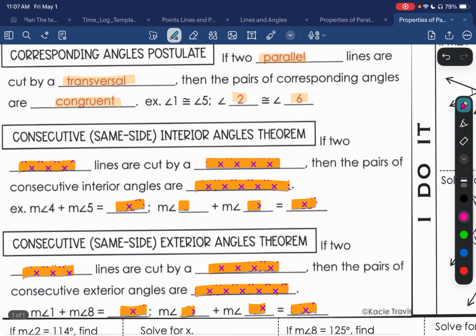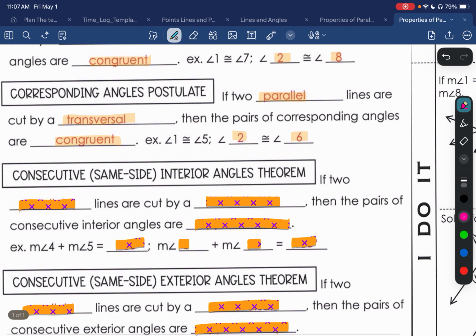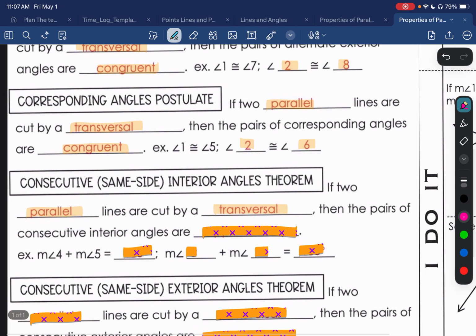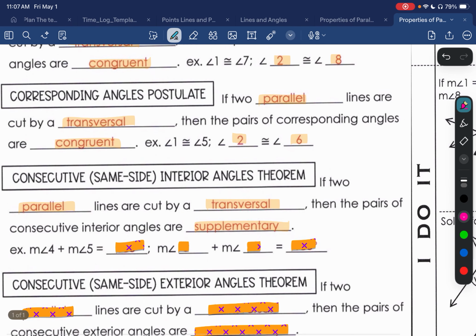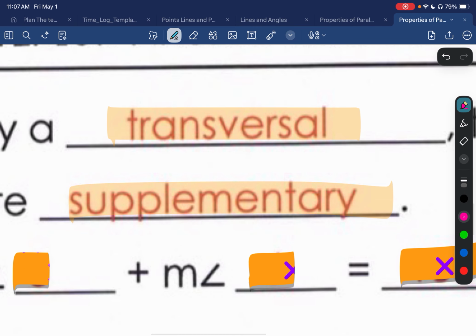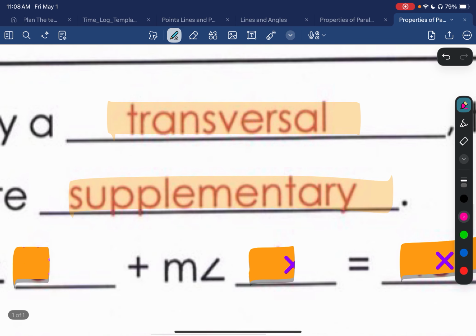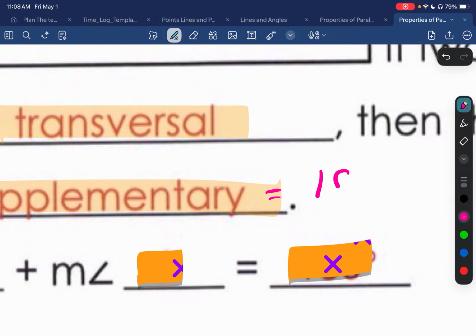consecutive, so we have consecutive same side interior. So let's see what we got. Okay, so parallel lines cut by a transversal, then their pairs of consecutive interior angles are supplementary. Remember, supplementary means what? If you don't remember, if you have the S, draw the line through the S. That's an 8, which means these two angles together should equal 180 degrees.